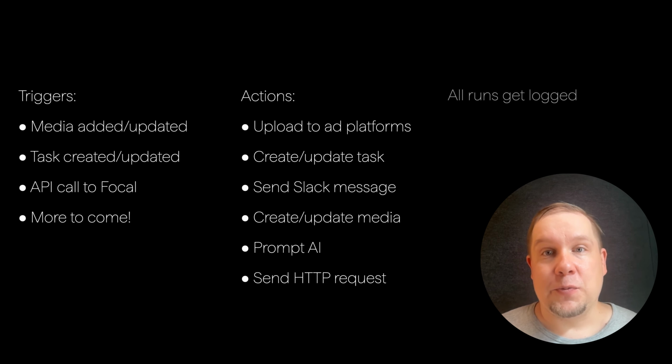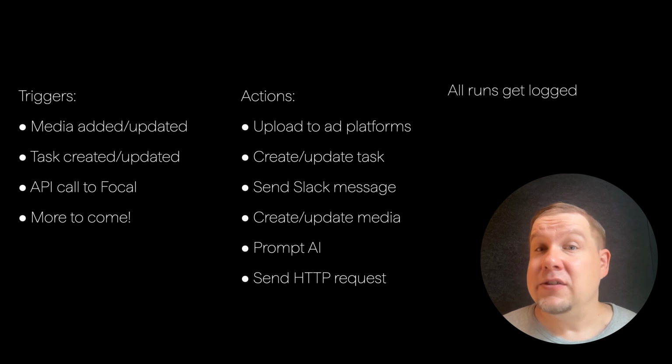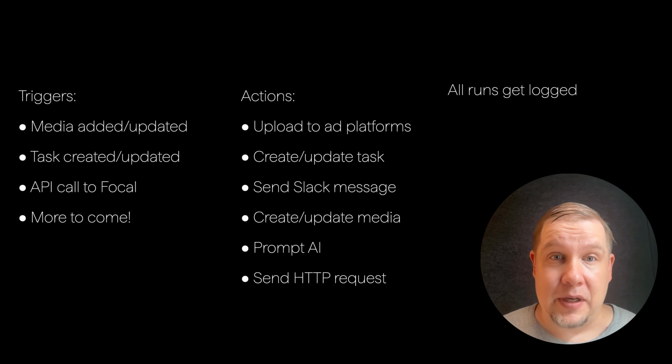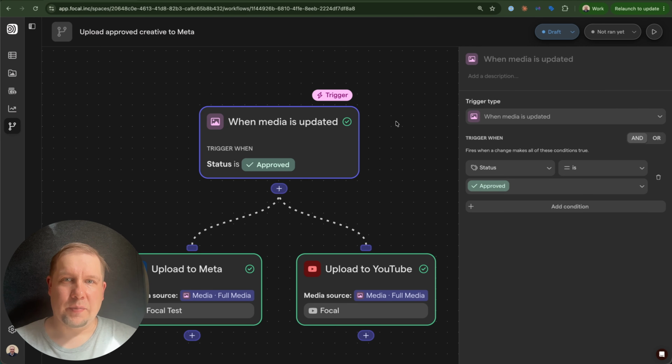Every run gets logged as well, so if something doesn't fire the way you expect, you can see why that was and what happened. Here are a few examples of what this looks like in practice. So when a task is marked approved, workflows can push the asset straight to Meta, TikTok, and YouTube, named correctly for each channel, and no manual uploads are needed.